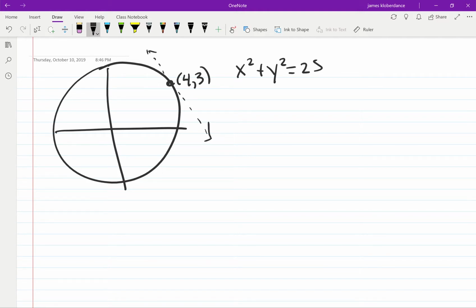So again, what I'm trying to figure out is what's the slope of the line tangent to the circle at that point. So if you were a little ant crawling along, what slope would you experience?